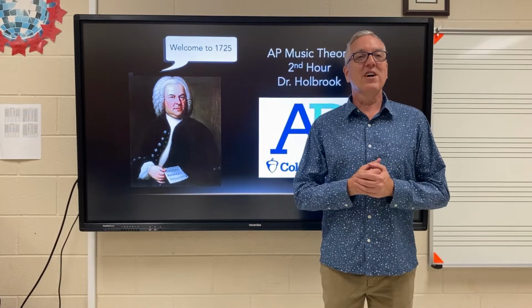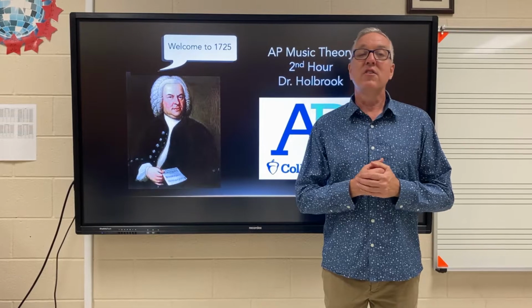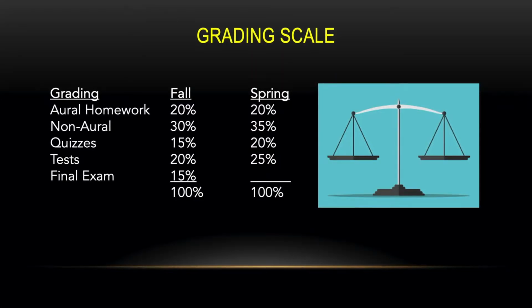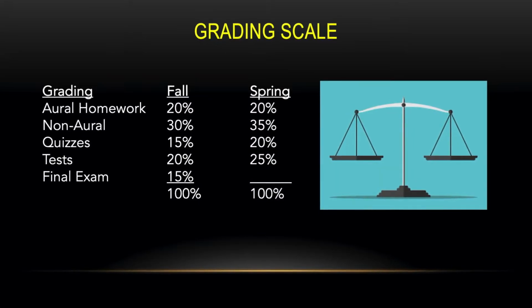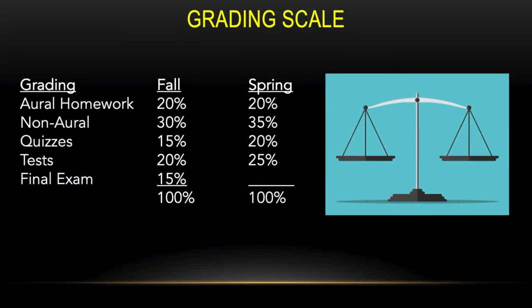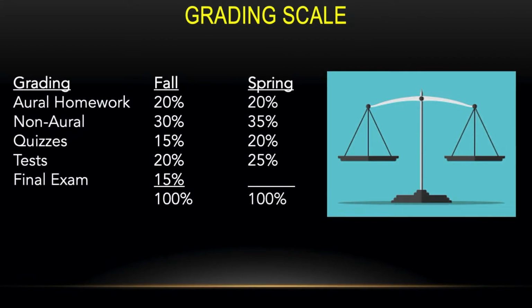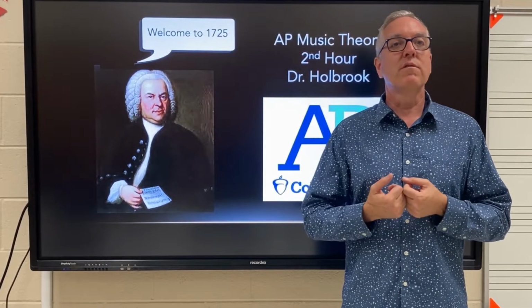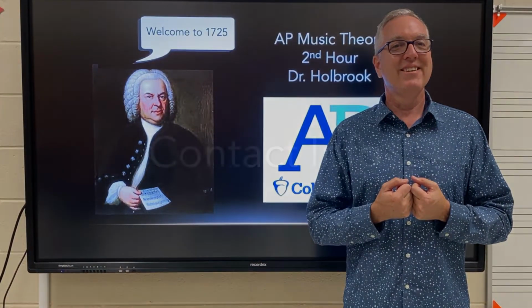We've been asked to talk about our grading scale. During the fall, oral homework is 20% of a student's grade, non-oral homework is 30%, and you can see quizzes and tests 15 and 20%. And finally, there is the final exam. It's worth 15% of your grade.